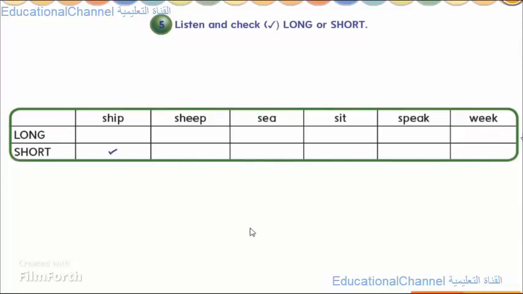Listen again and check. I says, ship. Short. E and E says, e, sheep. Long. E and A says, e, sea. Long. I says, sit. Short. E and A says, e, speak. Long. E and E says, e, weak. Long. Well done.